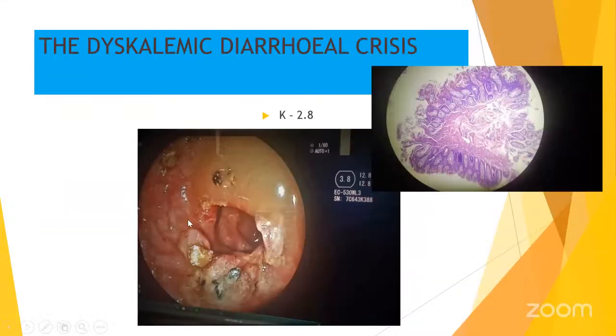Any patient presenting with chronic diarrhea with intractable hypokalemia, the first thing to be ruled out is cholera, and the second thing will be villous adenoma. This is a characteristic tubulovillous adenoma of the rectosigmoid, and this is the biopsy finding confirming it. So again, in dyskalemic diarrhea, always think of growths.